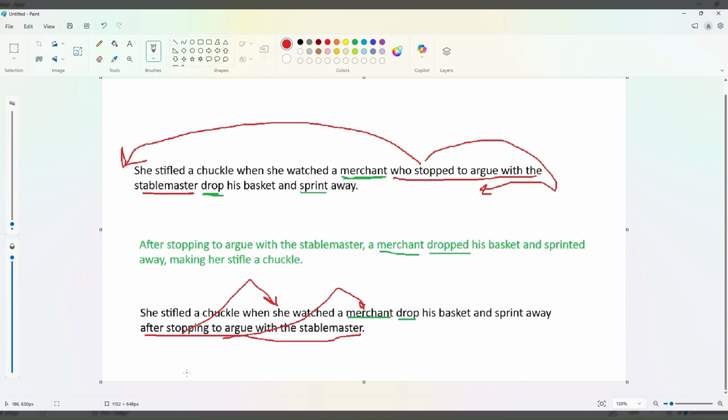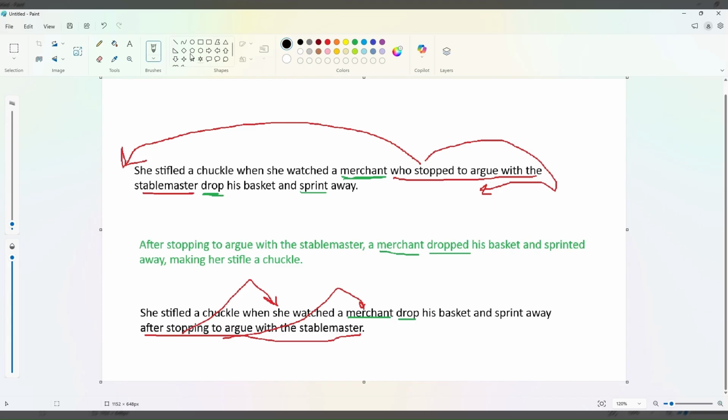So another fix might be just to split this up into two separate sentences. Say, the merchant stopped to argue with the stable master. Afterwards, she stifled a chuckle as he dropped his basket and sprinted away. As long as we know who she is, right? Anyway, so there's some options there.